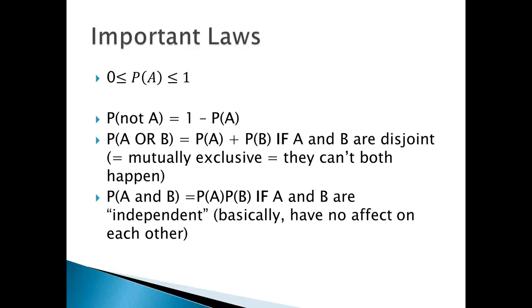The probability of A or B is the probability of A plus the probability of B, but only in special circumstances, if A and B are what's called disjoint or mutually exclusive, where they can't both happen. So if there's a 20% chance that I wear a red shirt tomorrow and a 30% chance that I wear a blue shirt tomorrow, then there's a 50% chance that my shirt is red or blue. P of A and B is equal to P of A times P of B if A and B are independent of each other, basically have no effect on each other. And we'll see examples that help make these clear, and later we'll look at the more general rules.